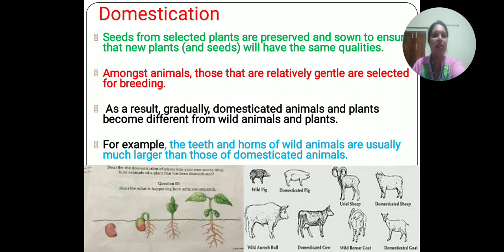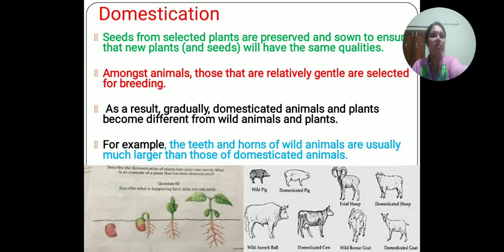For example, the teeth and the horns of wild animals are usually much larger than those of domesticated animals. So the wild animals have very big teeth and very big horns, but when they were domesticated, the horns and the teeth became very small as compared to the wild animals. You can see on the right hand side, I have pasted one picture where a wild pig is there, and you can see how a domesticated pig looks. Wild sheep is there. It has very big horns, and on the right hand side corner upper side you have a domesticated sheep.